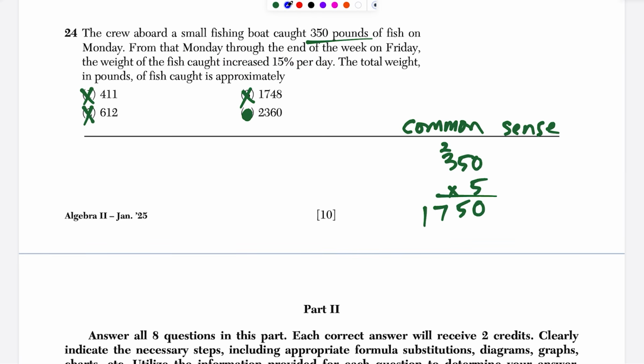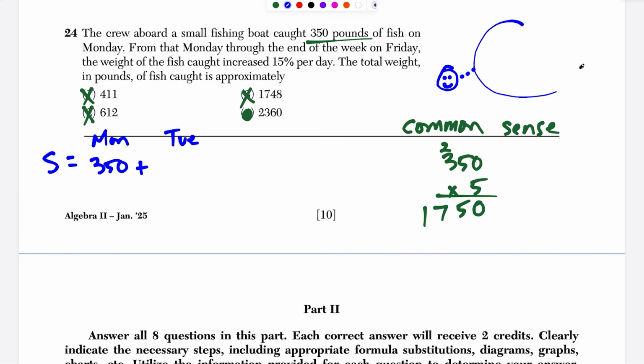But now, how can we show this mathematically? We're going to use geometric series for this. So the first day, Monday, the crew caught 350 pounds of fish. But then they increased the amount that they caught by 15% each day. So this is where I'm thinking of this formula, but this formula is also very dangerous.